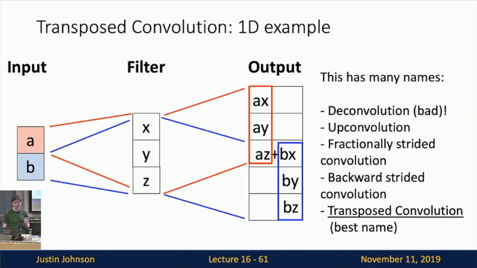People sometimes call it backward strided convolution, and this is because it turns out that the forward pass of transposed convolution is actually the same as the backward pass of a strided convolution. So that's actually a reasonable name. But the name that I like the best, and I think the community has converged on, is transposed convolution. Now, why the heck would we call this thing transposed convolution?